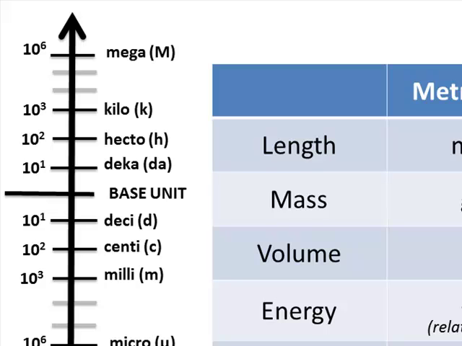And finally, the last one you're likely to run into, even though there are many other prefixes out there, is mega, which is 1,000,000 times larger than the base unit. So when someone talks about a megagram, a megameter, a megaliter, or a megajoule, they're talking about a value that is 1,000,000 times larger than the base unit.